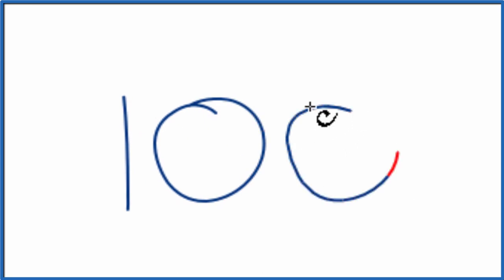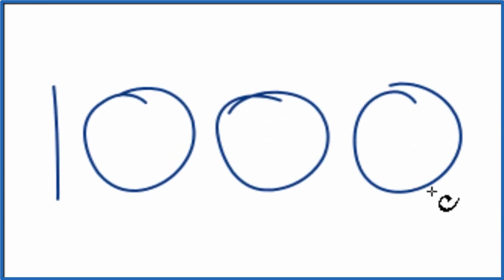The question is, how many zeros are in 1 million? So let's just start off with 1. We have 1 with no zeros. We go to 10, 100, 1,000. Sometimes you'll see a comma there to show 1,000.